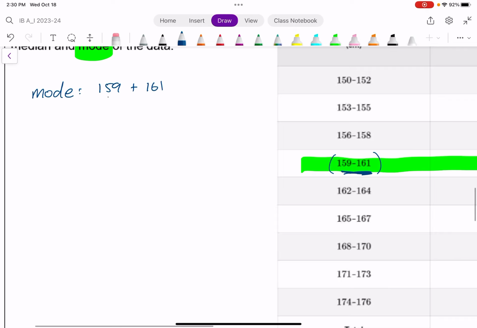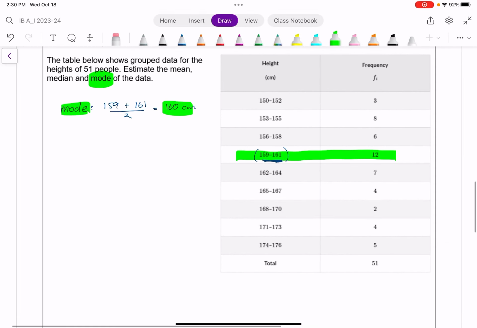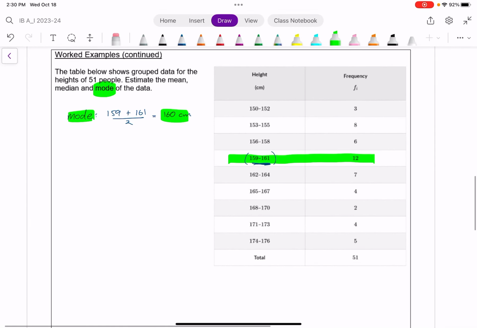And the midpoint of any two values, you add them up and divide by 2. You find the mean of them, which in this case is 160 centimeters. That's my mode. So the modal class is 159 to 161. The mode is just 160, the midpoint of that group.